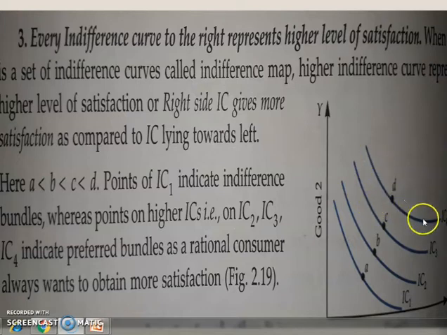That is, here IC4 is the indifference curve with the highest level of satisfaction. That is, the right-side indifference curve gives more satisfaction as compared to an indifference curve lying towards the left. That means IC2 gets more satisfaction than indifference curve 1, and indifference curve 3 is a higher level of satisfaction than indifference curve 2. Then indifference curve 4 has a higher level of satisfaction than indifference curves 3, 2, 1, etc.